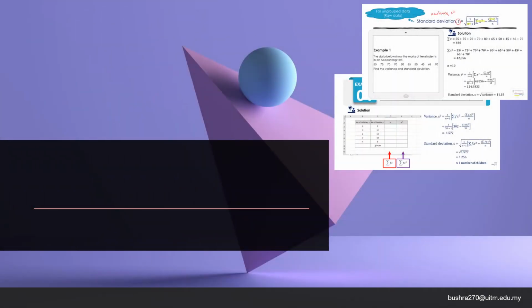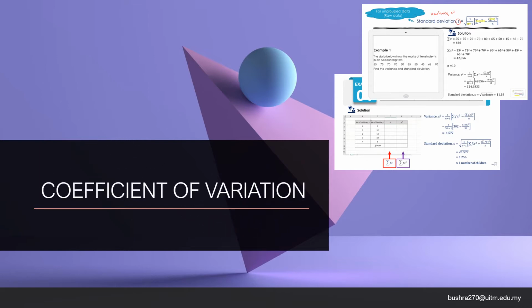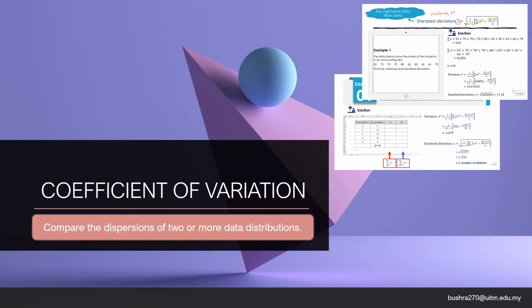In the previous video, we learned about standard deviation, which is the most common measure of variability for a single dataset. But why do we need yet another measure of variability, such as the coefficient of variation? Well, comparing the standard deviation of two different datasets is meaningless, but comparing the coefficient of variation is not, because the coefficient of variation is used to compare the distribution of two or more data distributions.